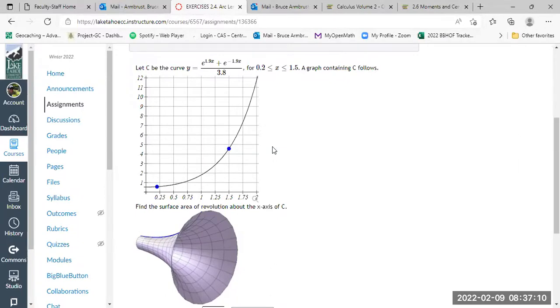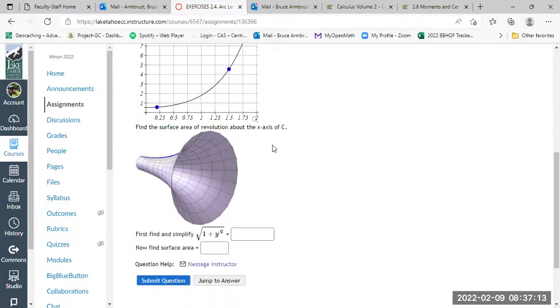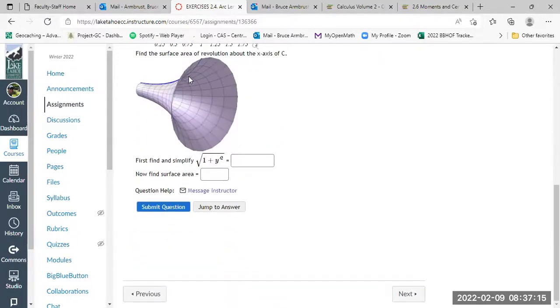Obviously, you might have some slightly different numbers on yours, but it should be kind of similar. If we look at it, you'll notice that what this does, it makes it sort of like a horn of a trumpet as that revolves. So this is a three-dimensional image of that. It says first find and simplify the square root of 1 plus y prime squared, and then find the surface area. All right, so we know what we need to do. Let me switch my sharing to whiteboard and we'll see if we can work this out.